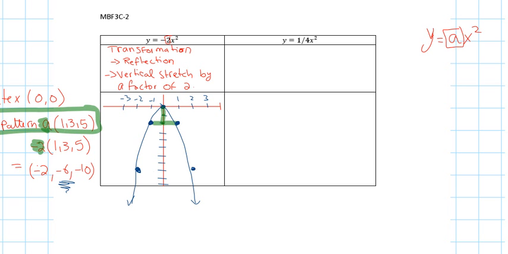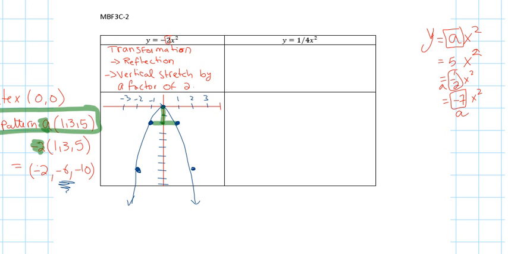So we talked about that this a is a number that is multiplied by x squared. It's any number. It could be 5, it could be a half, it could be negative 7. Whatever that number is, that is my a, and depending on that value of a, I can decide what kind of transformation I have.